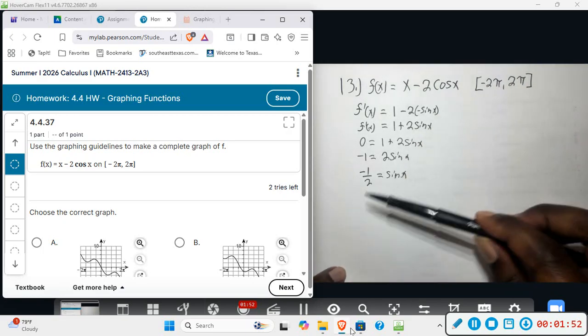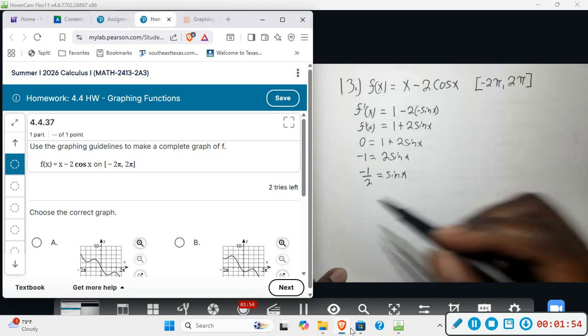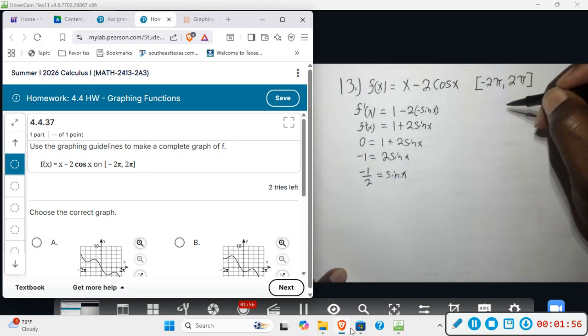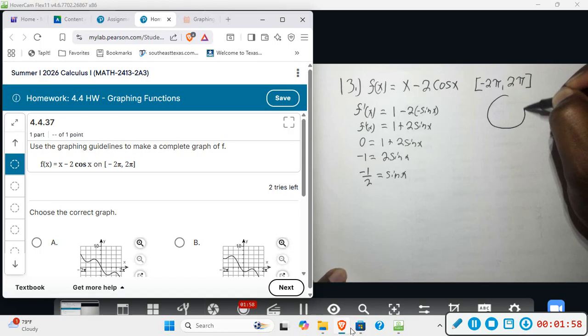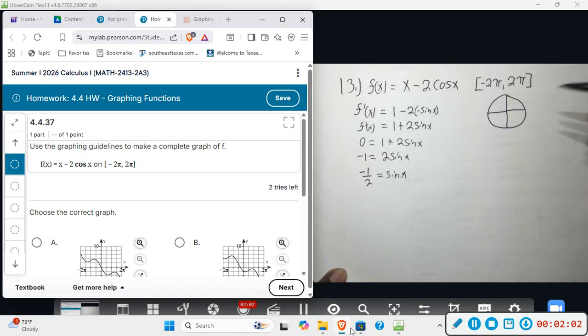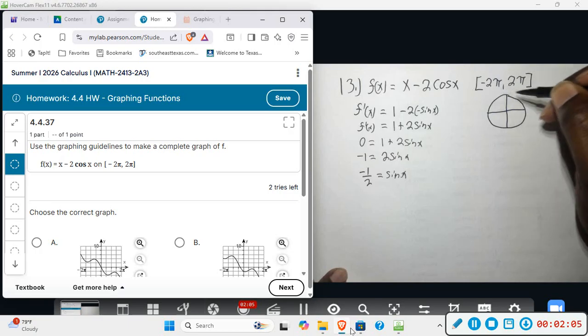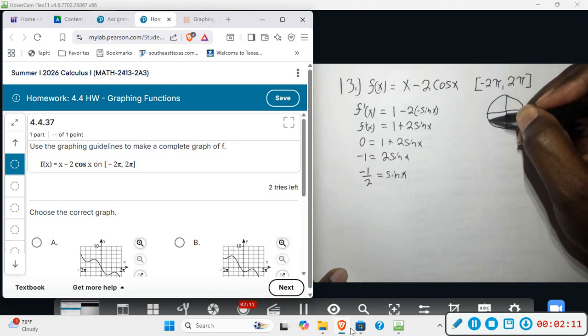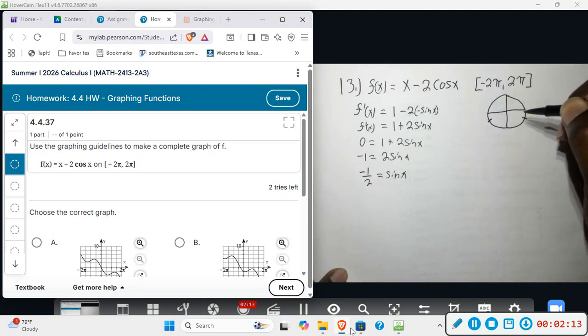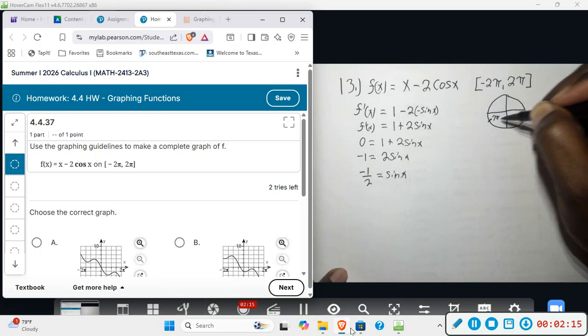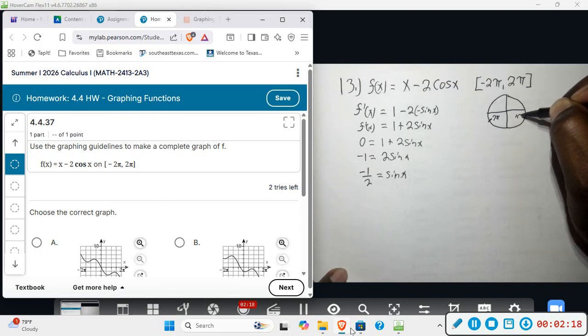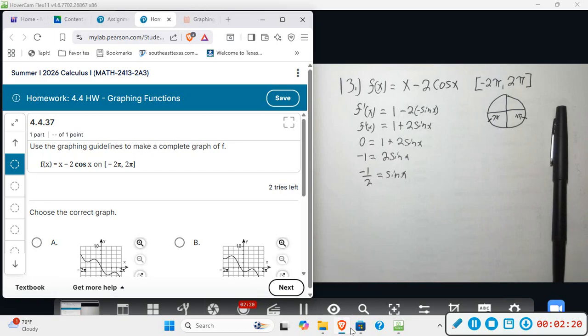Now you can do inverse sine. However, what I'm going to do is take you to the unit circle. So on the unit circle, there are going to be 2 points where we get a negative sine of 1/2. Sine corresponds to the y values. Sine will be positive on the top, negative on the bottom. We should be looking at 7 pi and 11 pi. I'm going to show you that on the unit circle and verify. So those are going to be our critical points.